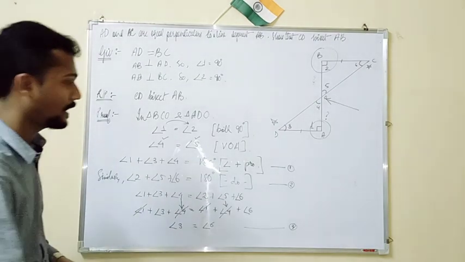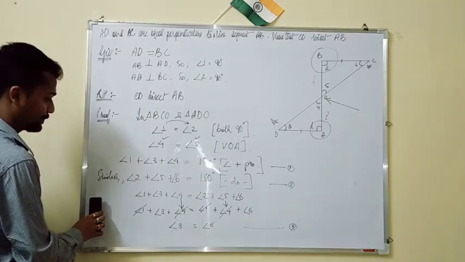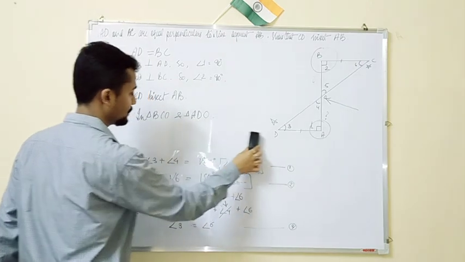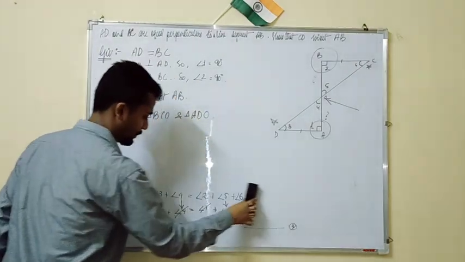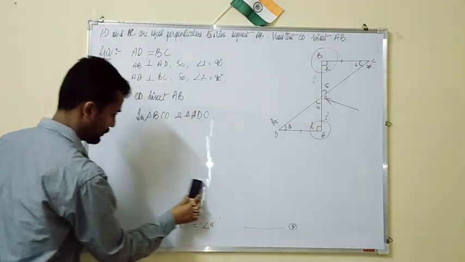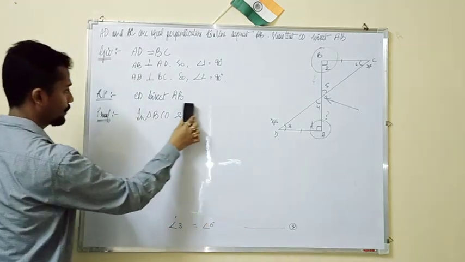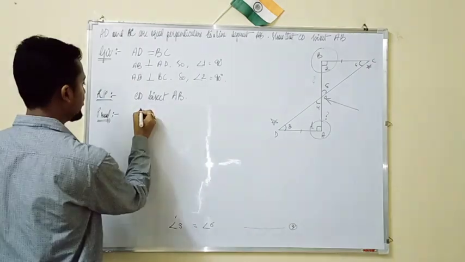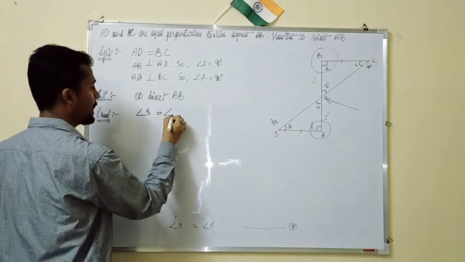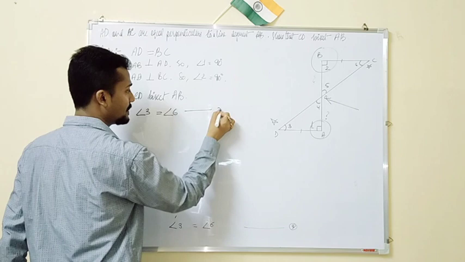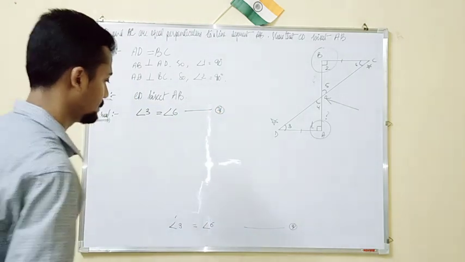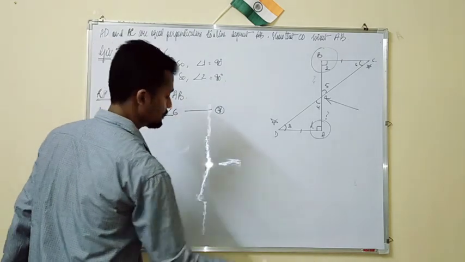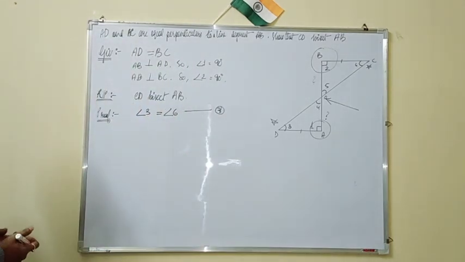Done? Now I will rub this part. I am bringing this part up. Angle 3 is equal to angle 6. This one was 3. Okay.